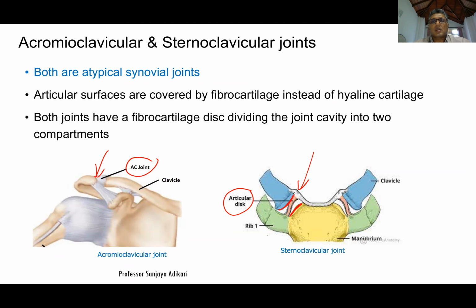Now, when it comes to the sternoclavicular joint, in addition, the first costal cartilage is also involved in the joint, other than the manubrium of the sternum and the medial end of the clavicle. So that is an important point to remember. Then there are certain ligaments also here. This is the point that I wanted to highlight here.